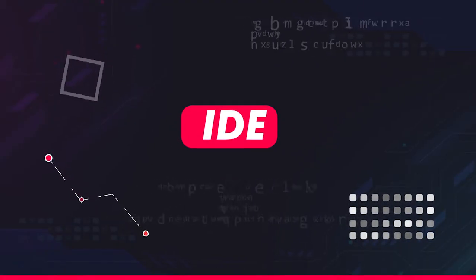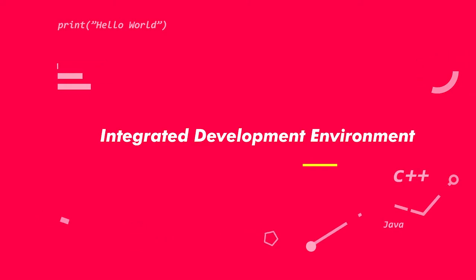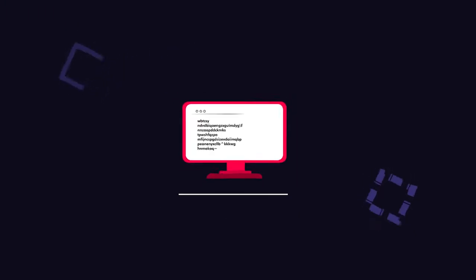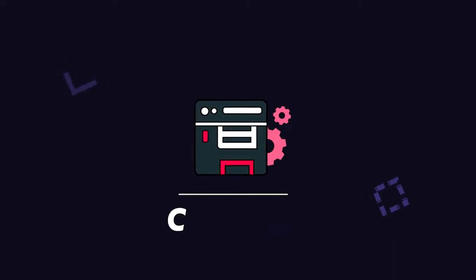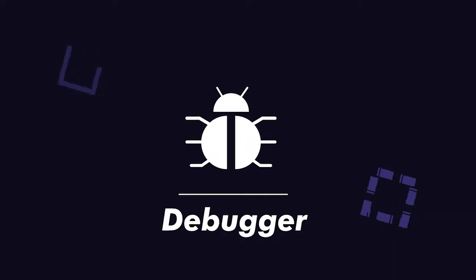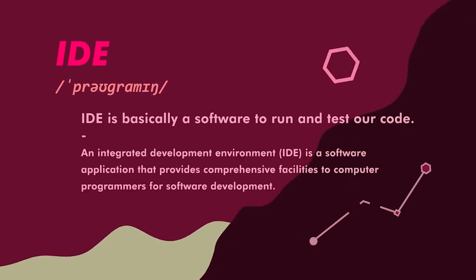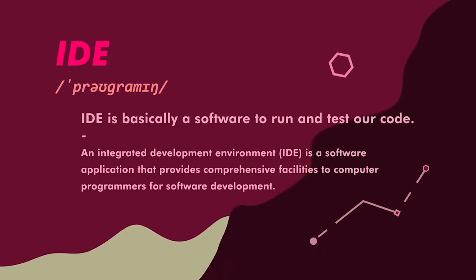Today we're going to install something called an IDE, also known as an Integrated Development Environment. An IDE generally consists of a text editor to edit source code, a compiler or interpreter, and a debugger. For beginners, just understand that an IDE is basically a software to run and test our code. But an expert developer knows how to use it for advanced development purposes.